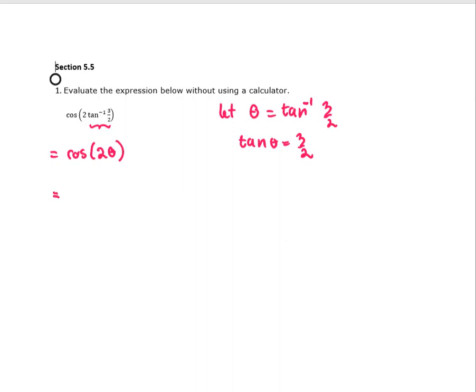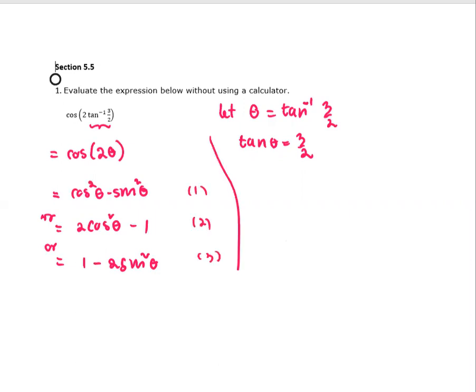Use the formula for the double angle of the cosine function as either cosine squared theta minus sine squared theta, or 2 times cosine squared theta minus 1, or the other one is 1 minus 2 times sine squared theta. Whatever you like to use, either the first formula, second formula, or third formula. They involve either sine or cosine function.